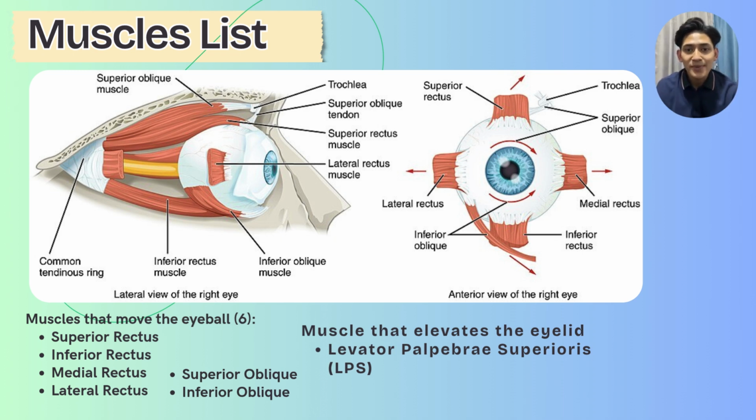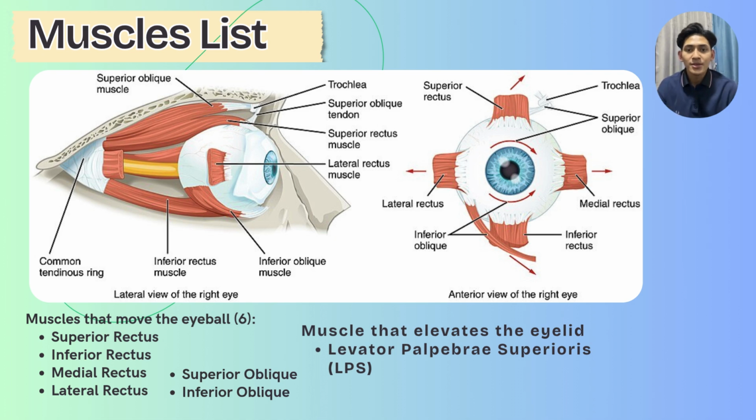My name is Aiman Daniel. Today I'm going to briefly explain the 6 extraocular muscles that help move our eyeball. The muscles let our eyes move up, down, left, right, and even rotate, so we can focus, follow objects, and see clearly. Let's go through them one by one.